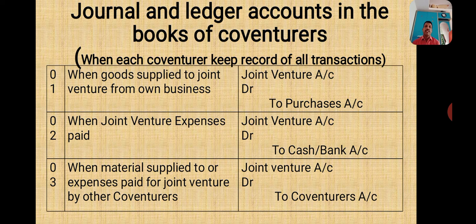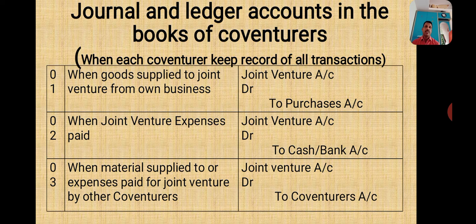the entry will be when joint venture expenses are paid. That is the entry for the joint venture expenses paid by the co-venturer in whose books we are keeping a record of the joint venture transactions. In that case, joint venture account debtor to cash or bank account. In this case, the joint venture account should be debited because the expenses of the joint venture are paid by the co-venturer, in the sense in whose books we are keeping record of the joint venture transactions, to cash or bank account.